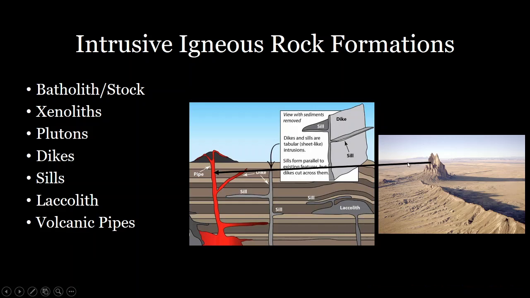And then we also have volcanic pipes. So sometimes this magma ends up reaching the surface, and it often does that through a volcanic pipe. So it's a vertical column of magma that reaches the Earth's crust. And you can see an example here where you have this pipe that's made it up to the surface and this sill or this dike coming off of it.